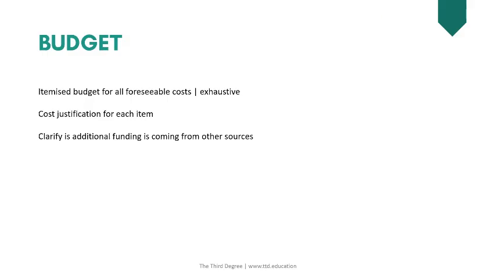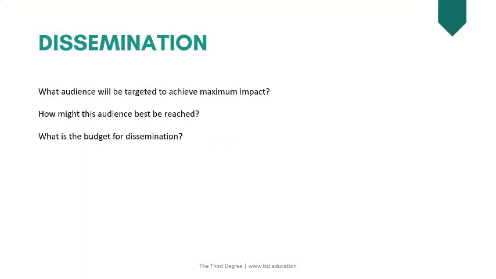And you've got to clarify if additional funding is coming from other sources, which it may well do. The dissemination. So what audience will be targeted to achieve maximum impact? Who are you sharing this research with? How are you going to reach this audience? We care about what you're doing. We care about how you're spending our money. We also care about who you're distributing the research to, because, again, that may be a conflict of interest, or it may be perfectly acceptable.